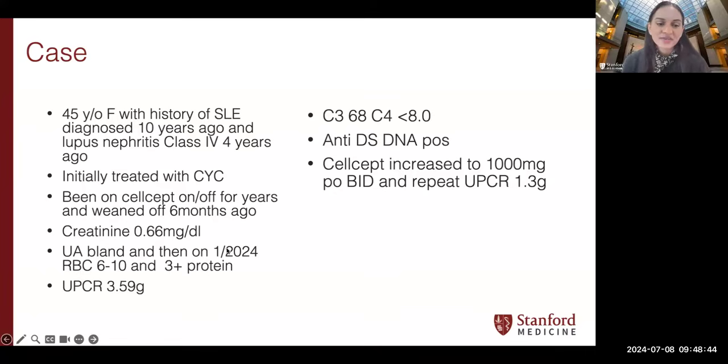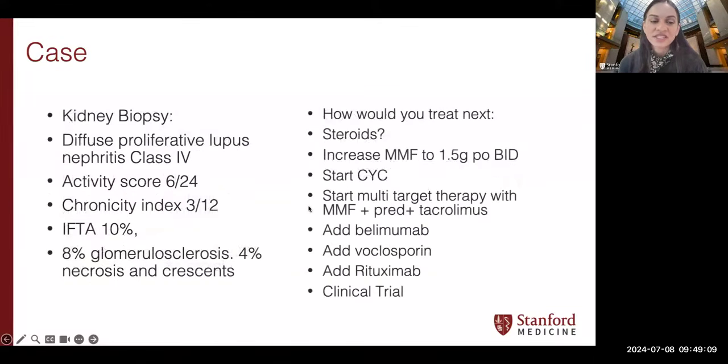And then she gets repeat labs after getting weaned off. And again, she has blood and protein. We look at the complement levels, they're low. Her anti-double-stranded DNA is positive. So they restart CellCept, and then they repeat it and she still has proteinuria. They try to send her to see me and she gets referred back to her nephrologist. So what's next? We do a kidney biopsy.